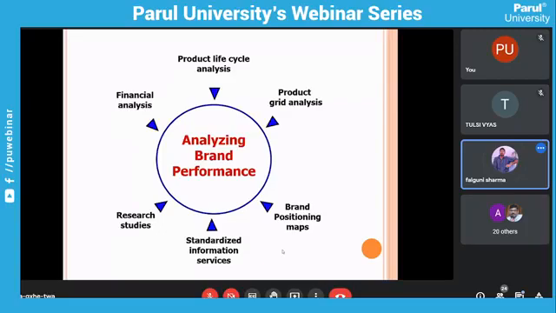Then, last but not least, financial analysis. Financial analysis is a very important part. To develop anything, for all these things like product cycle, grid analysis, positioning, extensions, information services and research studies, we need money. Definitely, what we put into the market in terms of money is reflected in the brand.